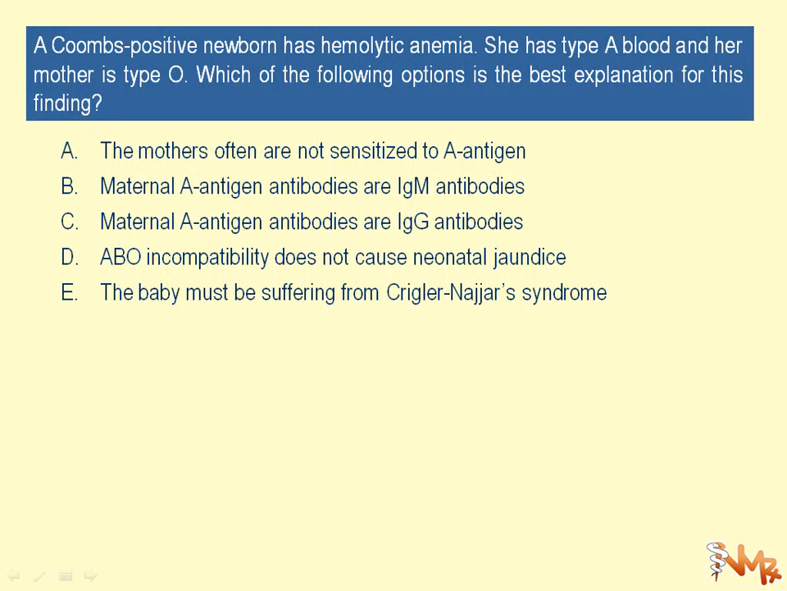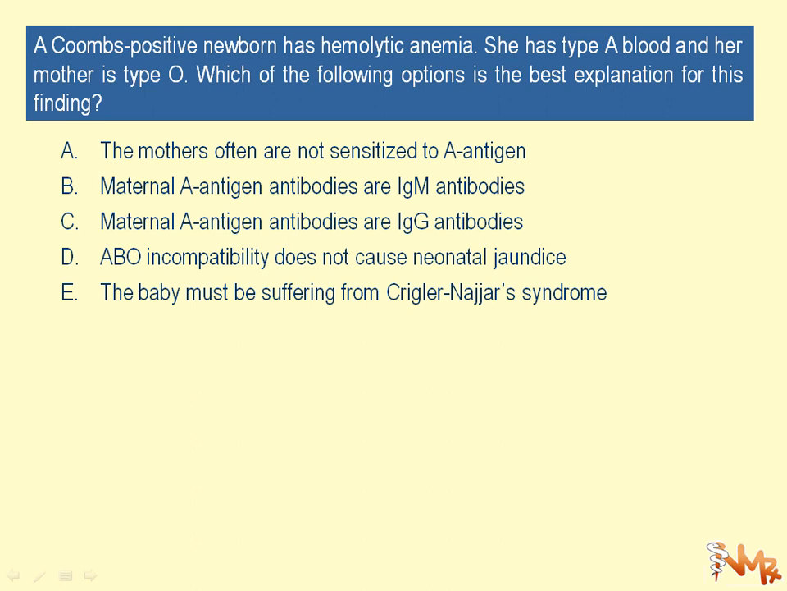So a Coombs positive newborn has hemolytic anemia. She has type A blood and her mother is type O. Which of the following options is the best explanation for this finding? A: The mothers often are not sensitized to A antigen. B: Maternal A antigen antibodies are IgM antibodies. C: Maternal A antigen antibodies are IgG. D: ABO incompatibility does not cause neonatal jaundice. E: The baby must be suffering from Crigler-Najjar syndrome.